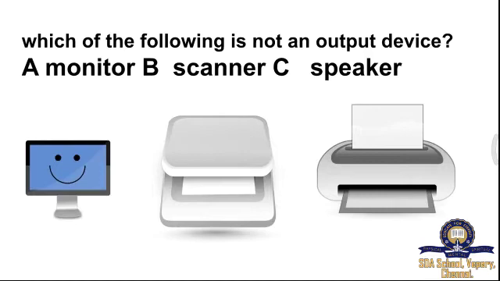Next, which of the following is not an output device? If you take monitor, it shows a result. Whatever question you ask, it gives the answer in front of you. So it is an output device only. If you take the third one, printer, it also shows you the answer on paper. So it is also an output device.